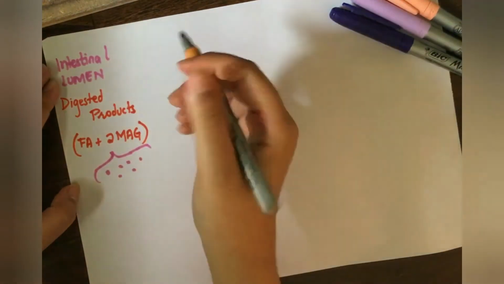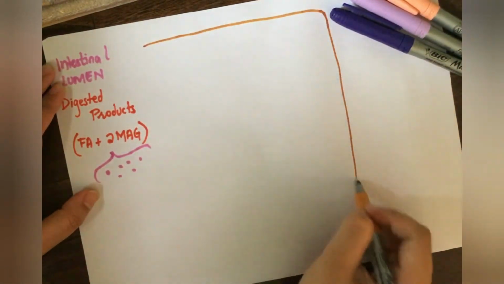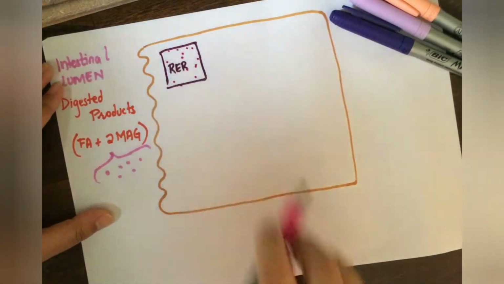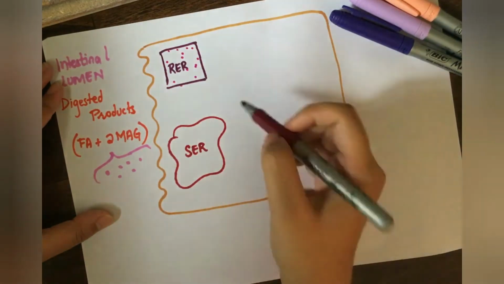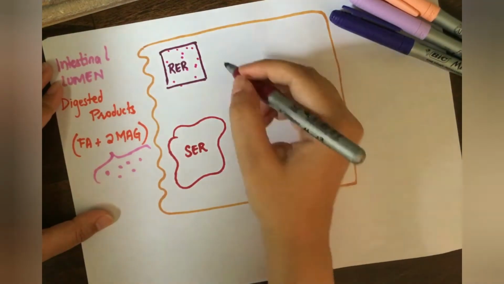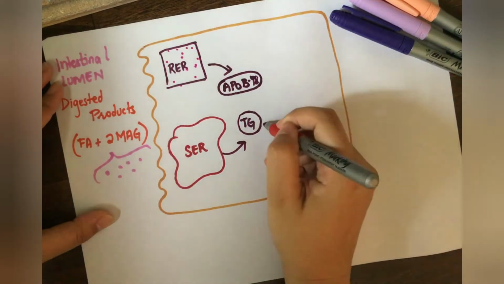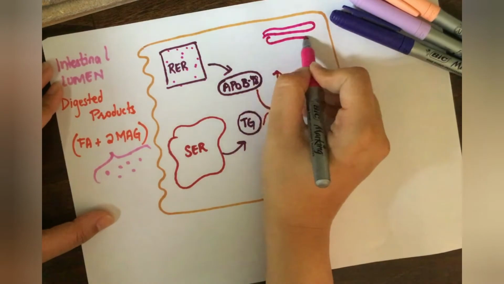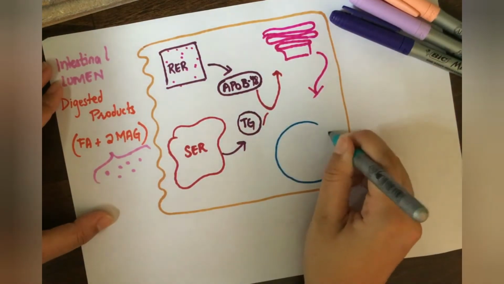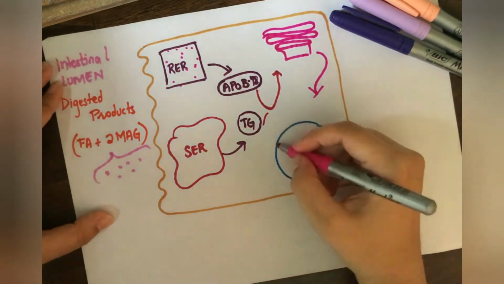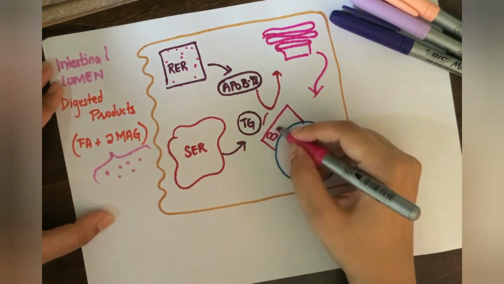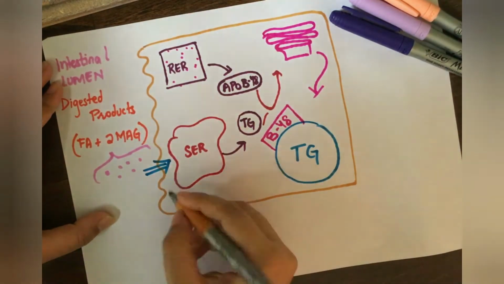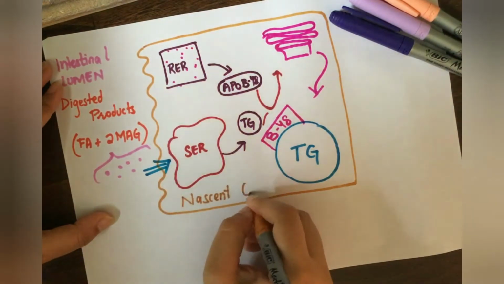Let's look at each structure individually. From the intestinal lumen, the digested products, fatty acid and 2-monoacylglycerol are diffused into the epithelial cells, where smooth endoplasmic reticulum forms triacylglycerol and rough endoplasmic reticulum forms ApoB48. In the Golgi apparatus, it gets modified to form the nascent or freely generated chylomicrons. Here we have the triacylglycerol with B48, nascent chylomicron. So hope everyone is following me through this process.